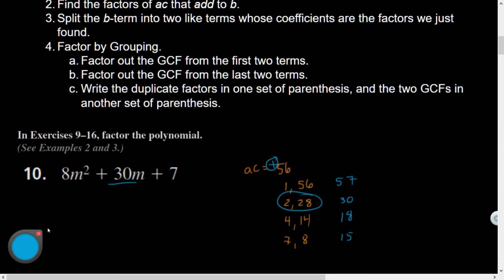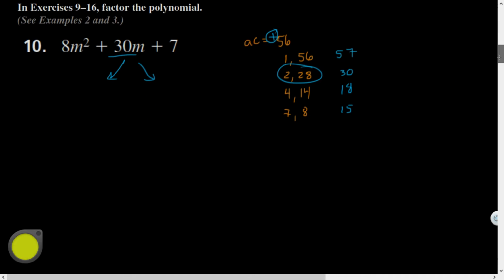And now the trickiest step is this one, step 3. Split the b term into two like terms whose coefficients, the numbers in front of them, are the factors that we just found, the 2 and the 28. So let's see, what does that look like? I'm going to have 8m squared still hanging out. And I'm going to have a 2m, all right?